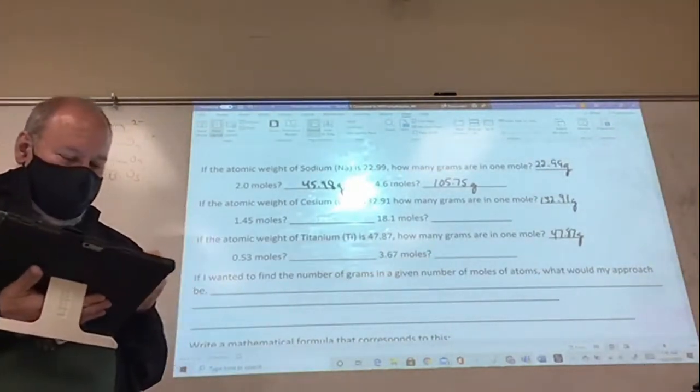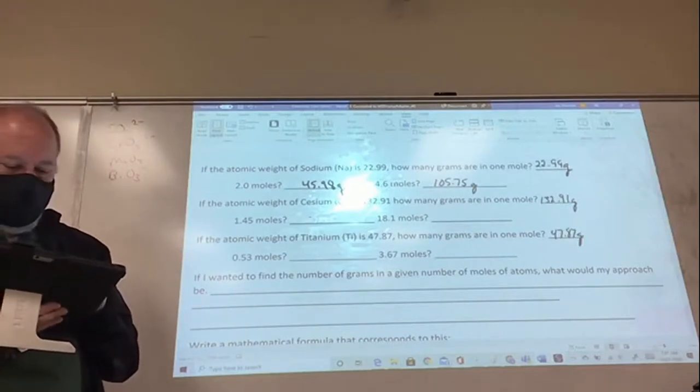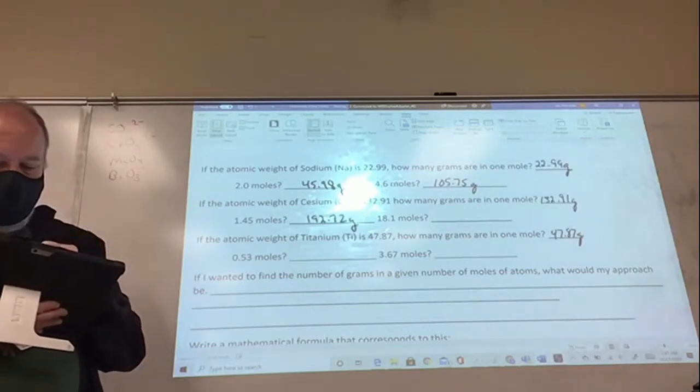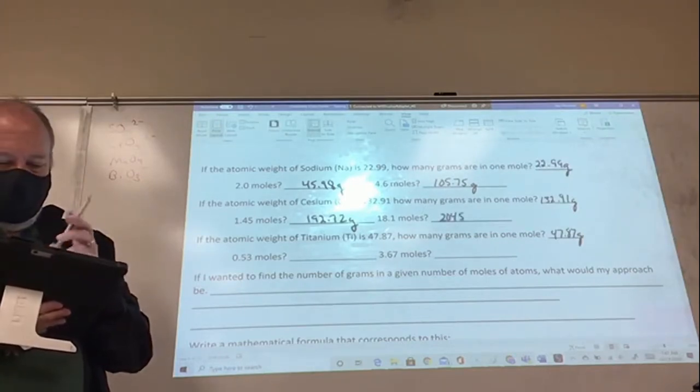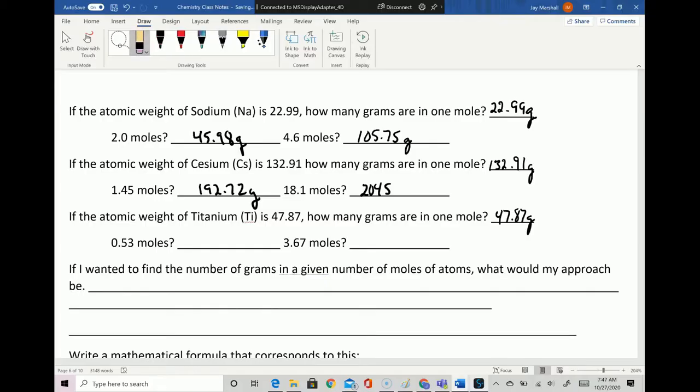So what did we get for 1.45 moles of cesium? 192.72. And then what about 18.1? 2,405.67. 2,405. And then what about 0.53 moles of titanium? 25.37. And then 3.67. 175.68.